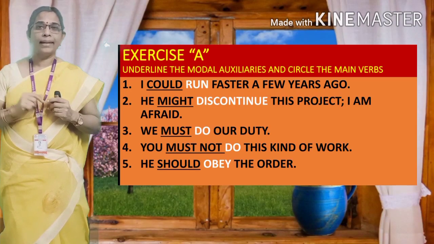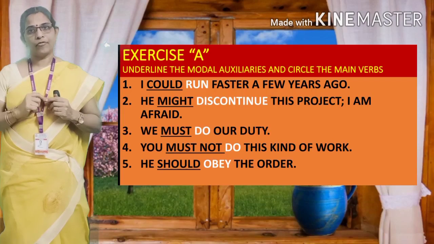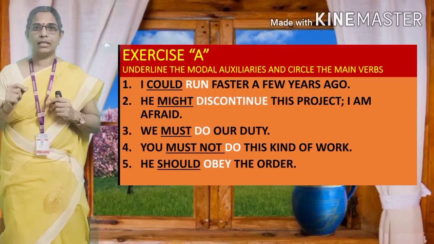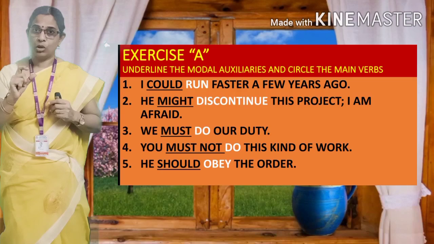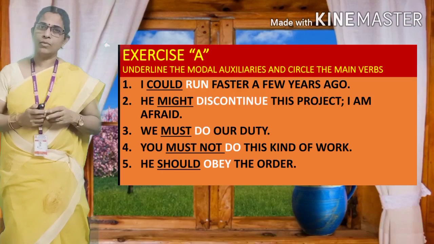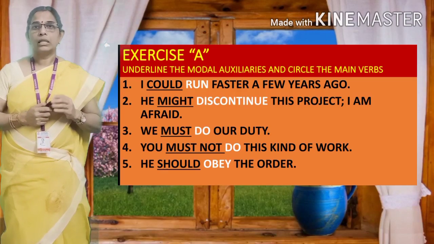He should obey the order. Obey is the main form of the verb. You have to circle it. Before that you have should. You have to underline it. That is the modal auxiliary.